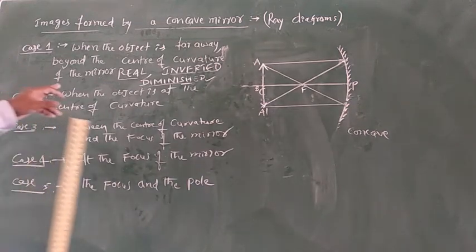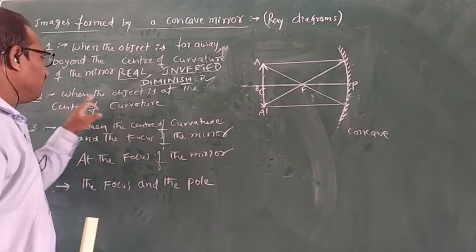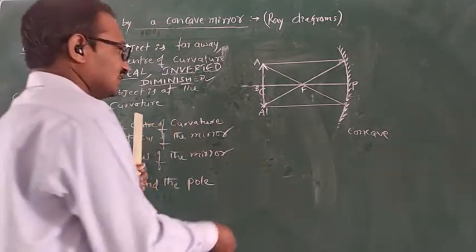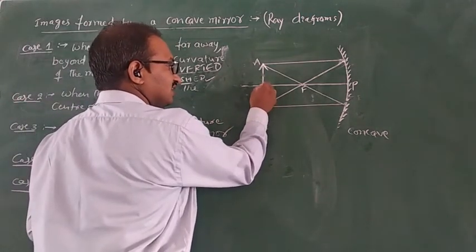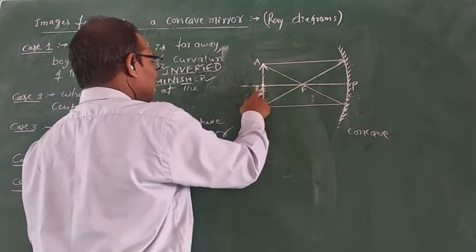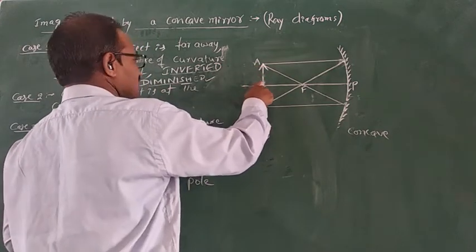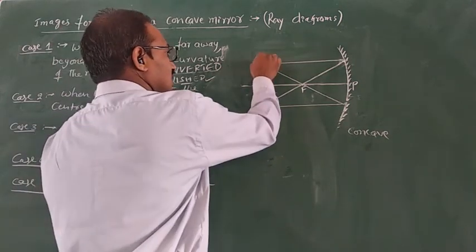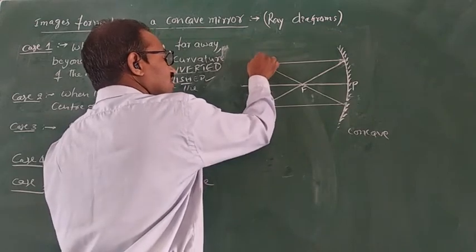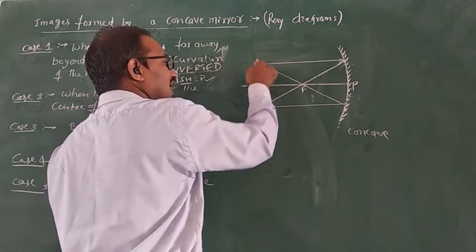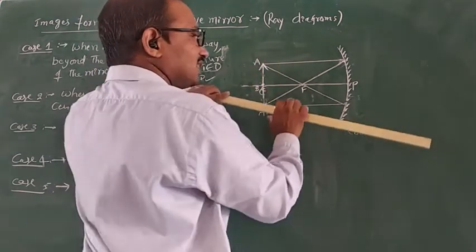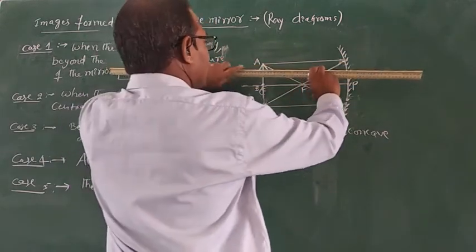Yes, children, now I am explaining case 2, when the object is at the center of curvature. This is the center of curvature. The object is kept at the center of curvature. This is AB, the object name A and B. Now I am applying the laws of reflection of spherical mirrors.